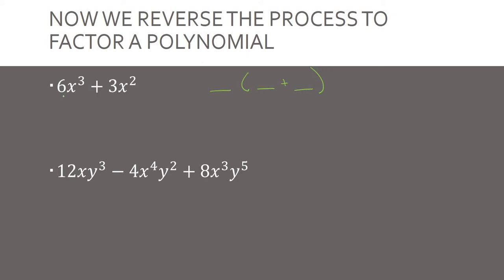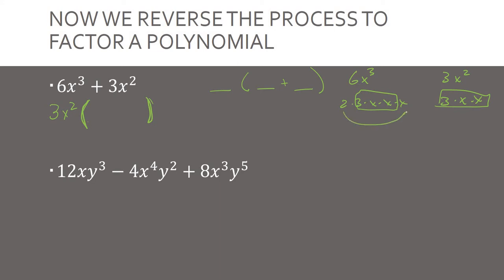So greatest common factor again. 6x cubed factors to 2 times 3 times x times x times x. 3x squared factors to 3 times x times x. So the greatest common factor is 3x squared. So I'm going to put that out front. That's my multiplier. And the question is, what did I multiply 3x squared by to get my 6x cubed?